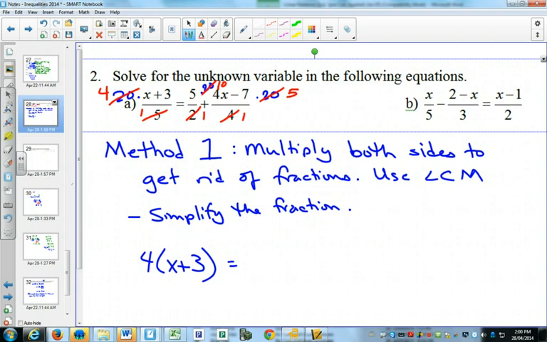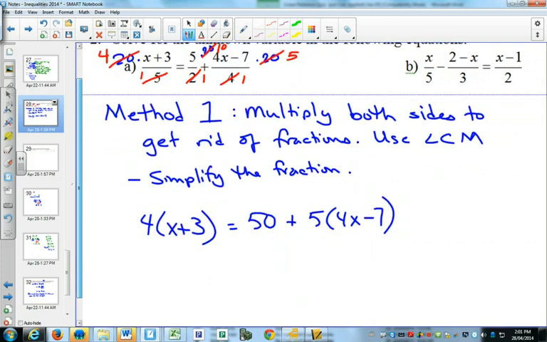You could write 20, and it would still equal whatever you're getting from that, but this will be the quicker way. And then 5 times 10 will just be 50. Here, this 5 has to get multiplied by the 4x minus 7. Now if you did that all in one step, that would be fine. You could have done 4x plus 12 equals 50 and distributed this 20x minus 35. That would be fine. And once you've gotten rid of the fraction, at this point it's solving like we had before, getting your x values together, getting your y values together.